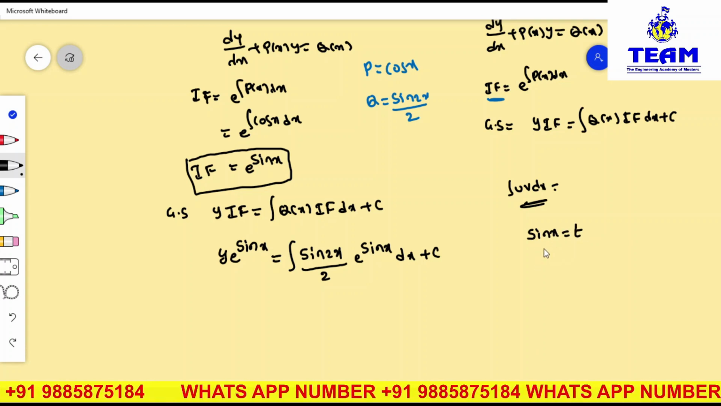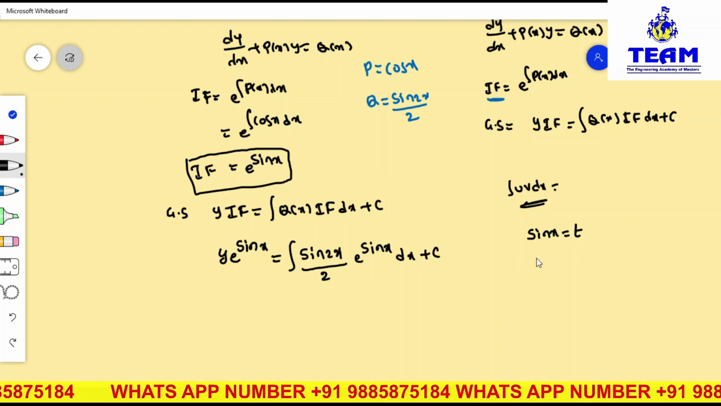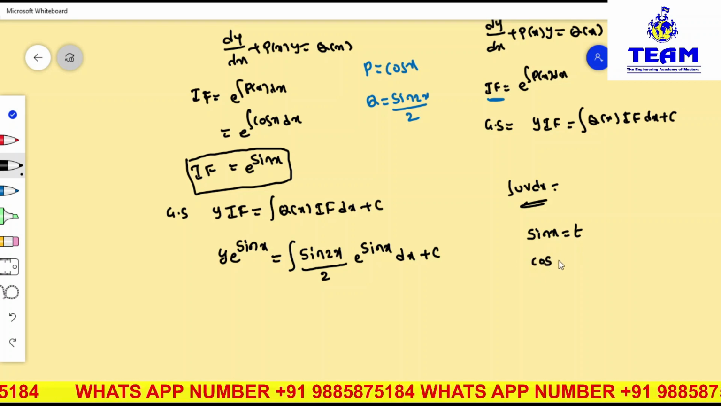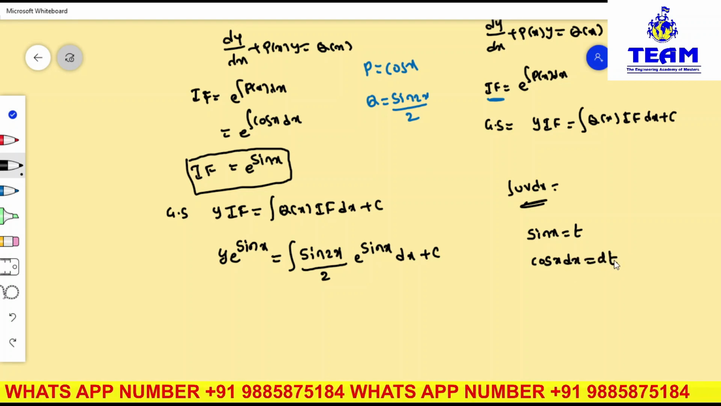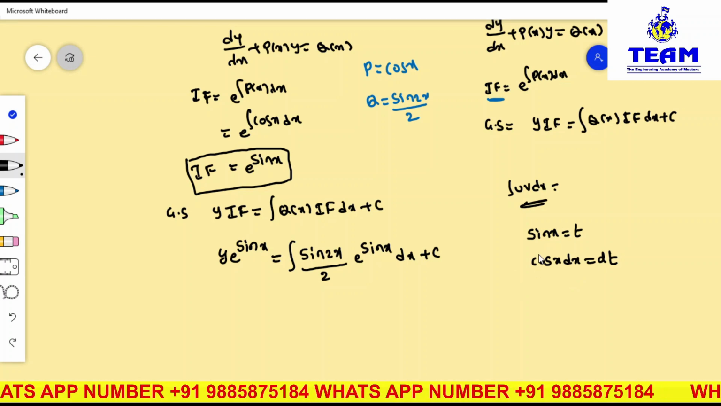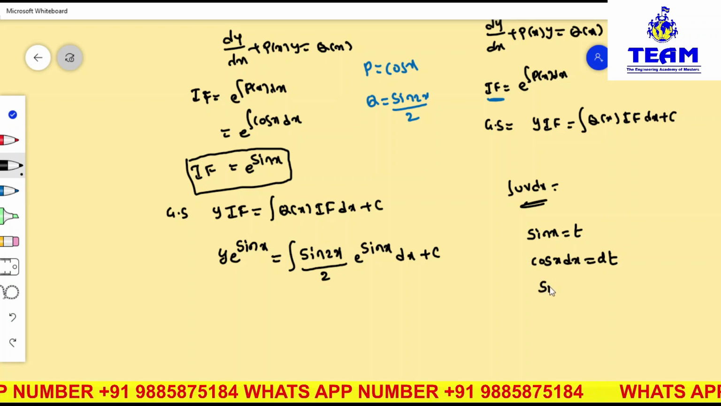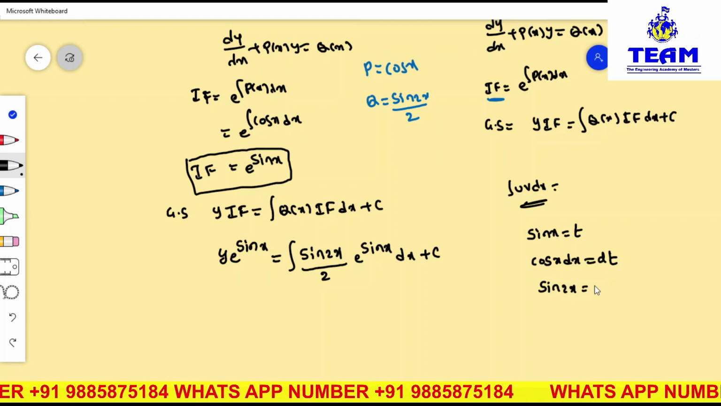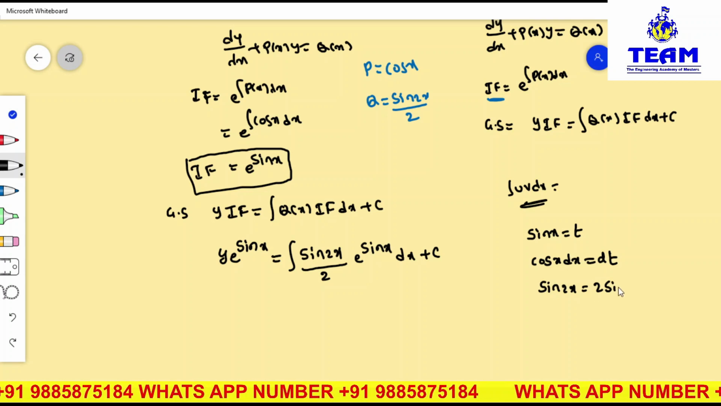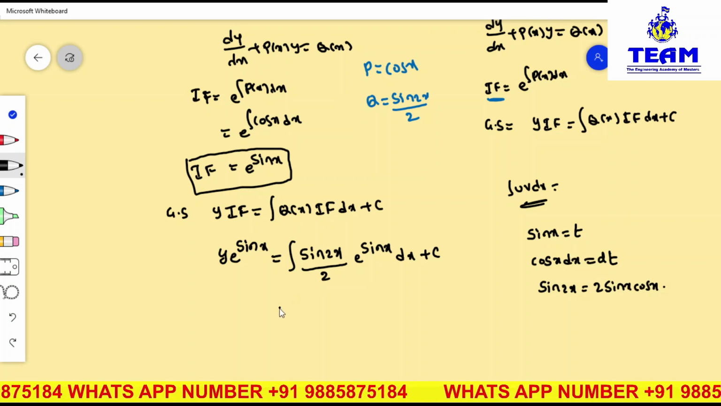If you consider sin x is equal to t, then we have to differentiate on both sides. Then we will have the derivative of sin x, cos x into dx, is equal to dt. Okay, friends. Now we have to substitute this value here. But here you have a sin 2x. How can you write sin 2x in terms of sin and cosine? We have sin 2x is 2 sin x cos x.